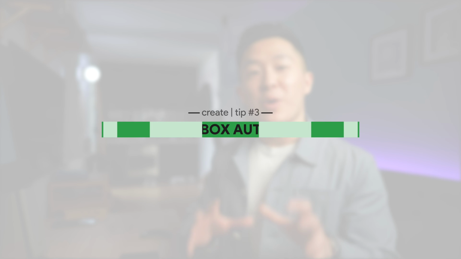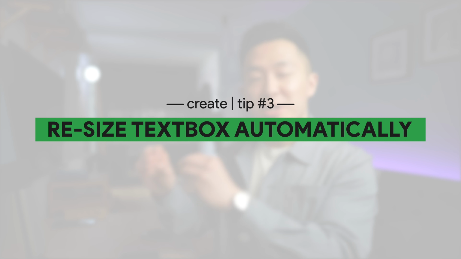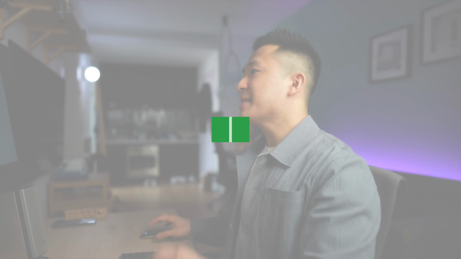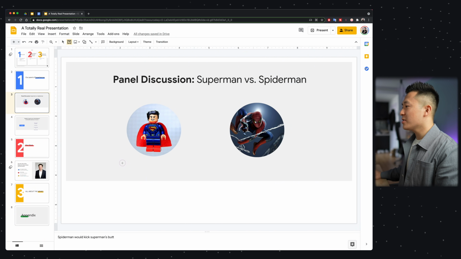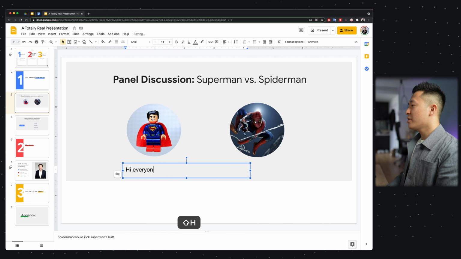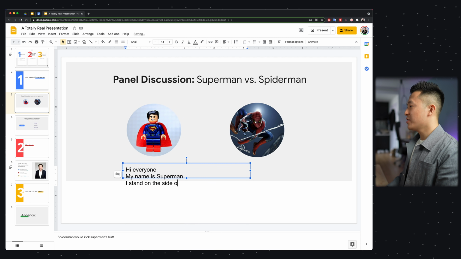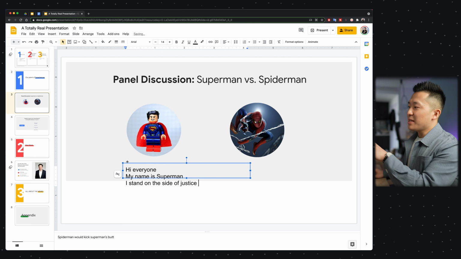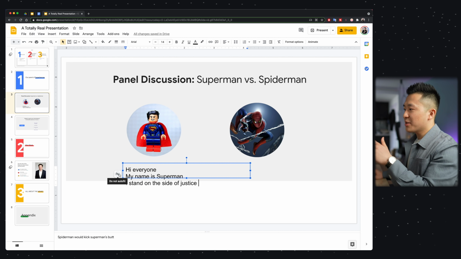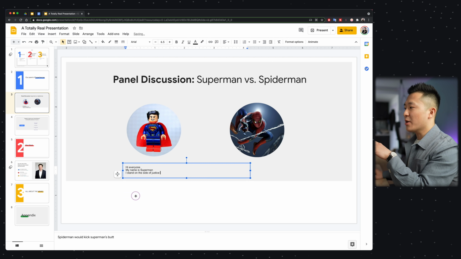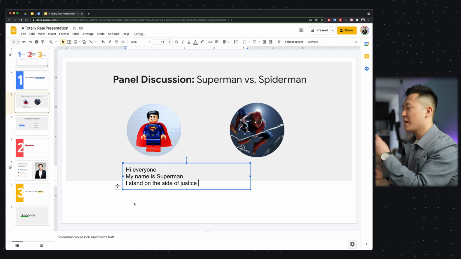Tip number 3 is to automatically resize your text box to fit the text inside. So let's say I wanted to add a description for Superman. I'll go to the text box selection here, just click here. Hi everyone, my name is Superman. I stand on the side of justice. You'll notice that the text box is smaller than the text itself. Now you can click on this button here and choose shrink text on overflow or resize shape to fit text.